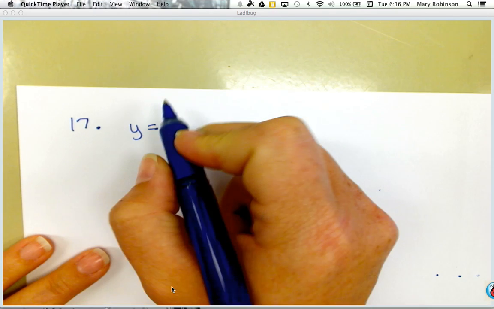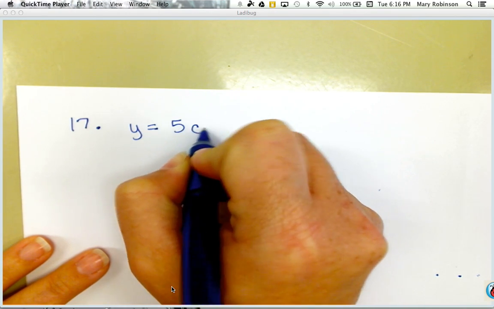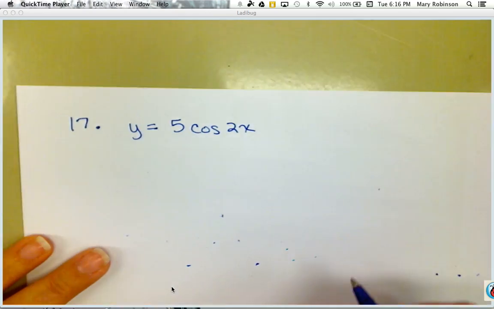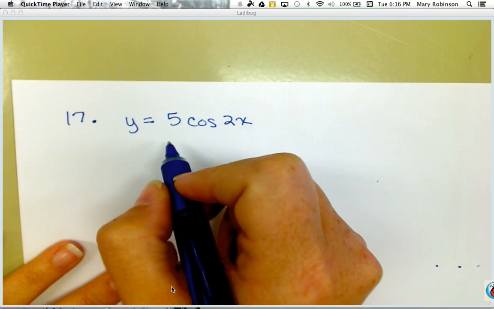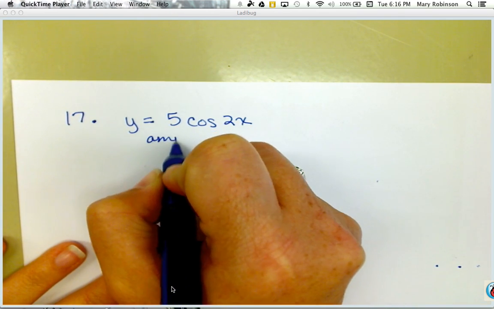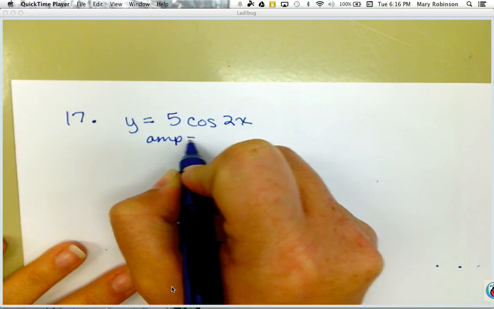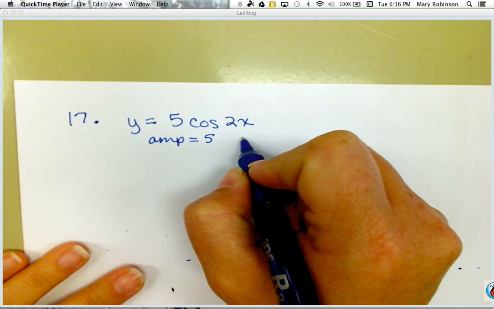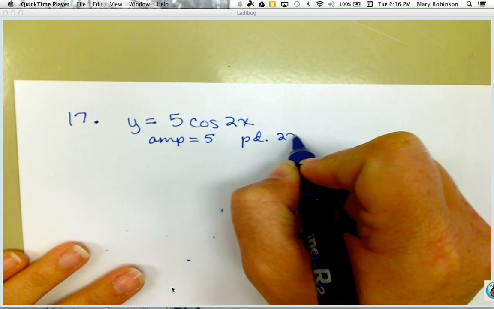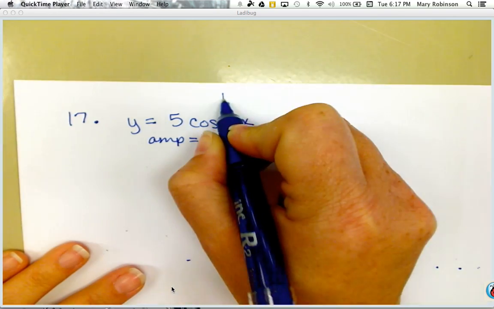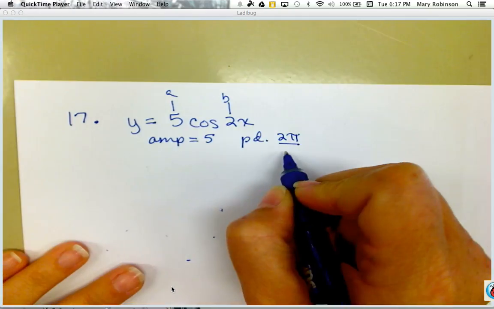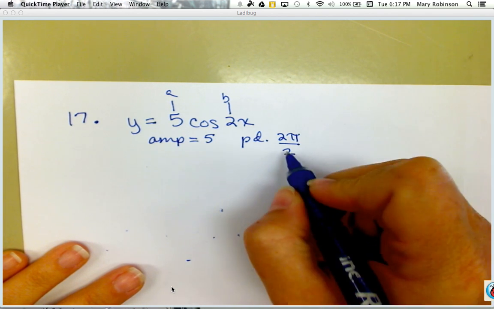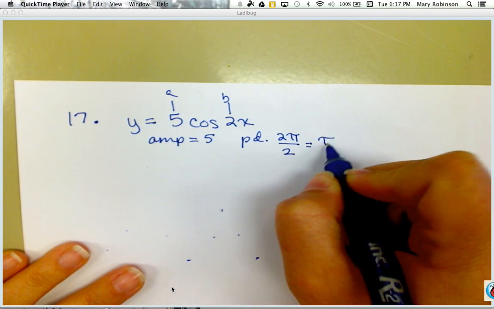So your function is y equals 5 cosine 2x. Again, first thing you need to do is identify your amplitude and your period. So amplitude is 5, so my max is 5 and my min negative 5. And my period is 2 pi over my b value, so that'll be over 2. But 2 pi over 2 reduces to pi.